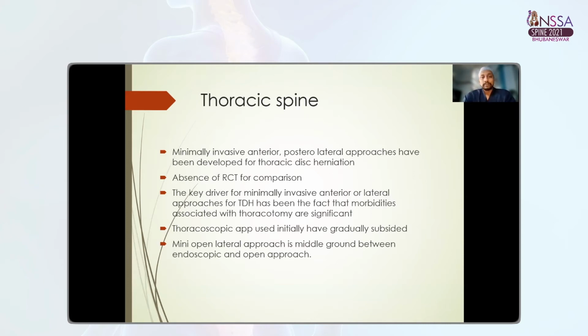For the thoracic spine, minimally invasive anterior and posterolateral approaches have been developed for thoracic disc herniation, but there is still an absence of randomized controlled trials comparing these with the open approach. The key factor in developing a minimally invasive approach for the thoracic spine is the comorbidities associated with larger thoracotomies. The thoracoscopic approach was developed to replace this, but it has gradually subsided because it needs a lot of expensive instruments, and the learning curve is quite steep in thoracoscopy also. So the mini open lateral approach, which I'll be showing in one of the cases we have done, is a middle ground between the endoscopic approach and the open approach.